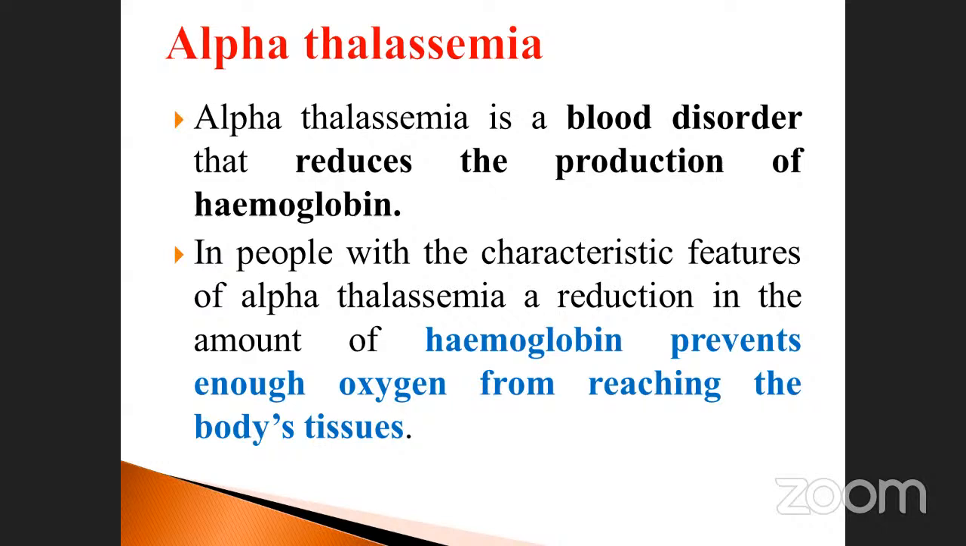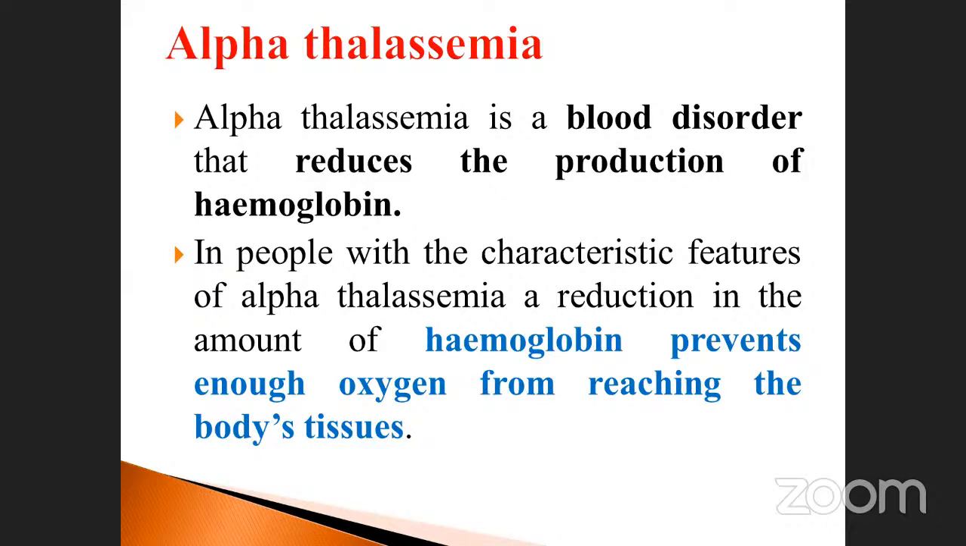See that. In people with the characteristic features of alpha thalassemia, a reduction in the amount of hemoglobin prevents enough oxygen from reaching the body tissues. I already told you, because the main vital role of hemoglobin is carrying oxygen molecules from one place to another place. Suppose the production of hemoglobin is less, so as a result the carrying ability is also less. So as a result, it will lead to some disease.